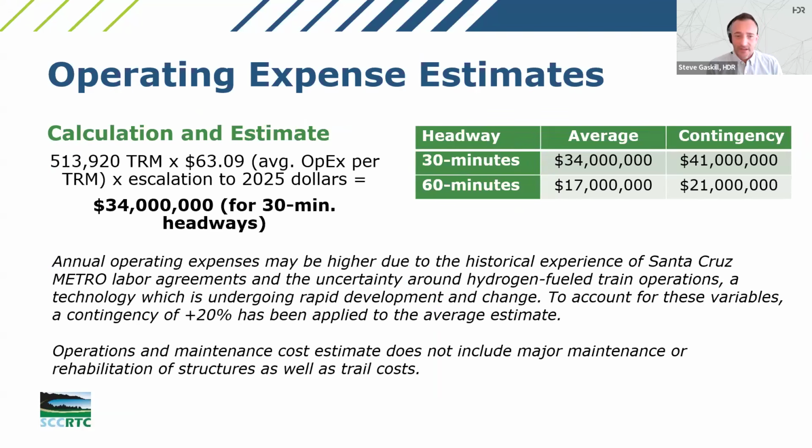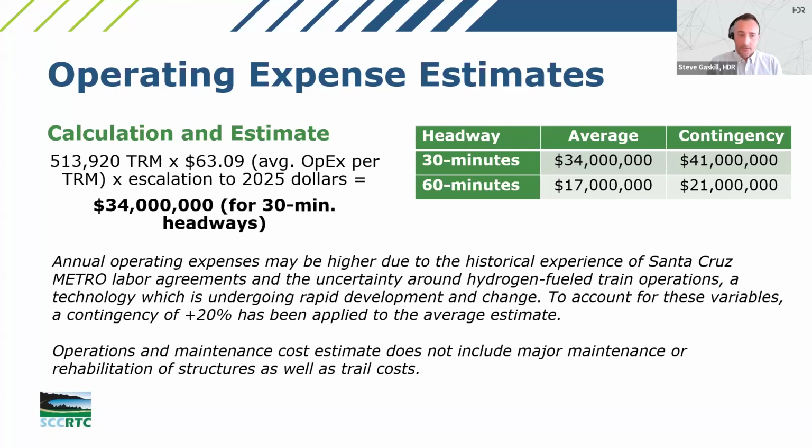So to calculate our annual operating expense, we developed a conceptual train schedule and determined how many train revenue miles we would have to run each year. That came out to just over 500,000 train revenue miles. And then we took the average of the costs from our benchmark properties. That came out to $63.09. We multiplied those and then escalated it using an inflation index to 2025 dollars, since the figures that we had were from 2023, to develop this estimate.